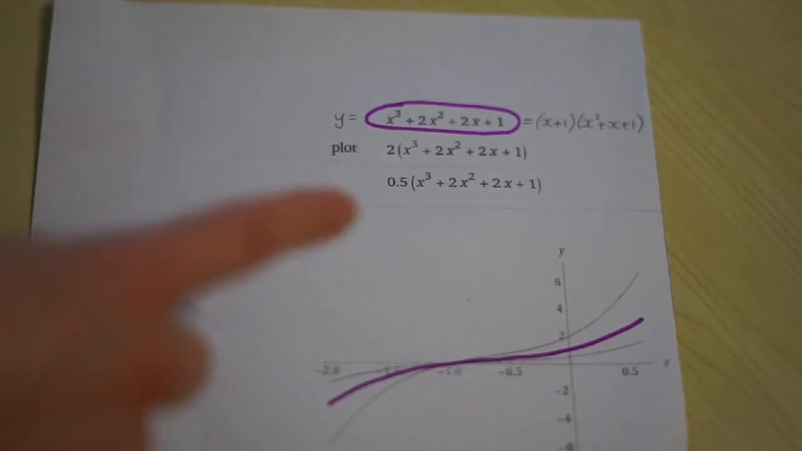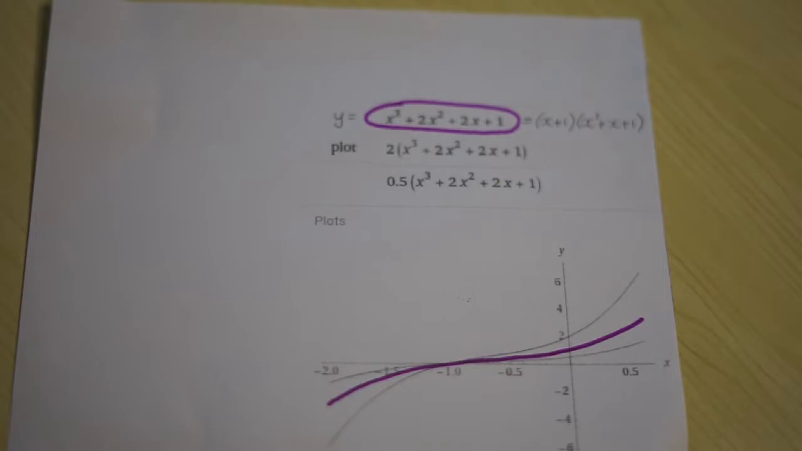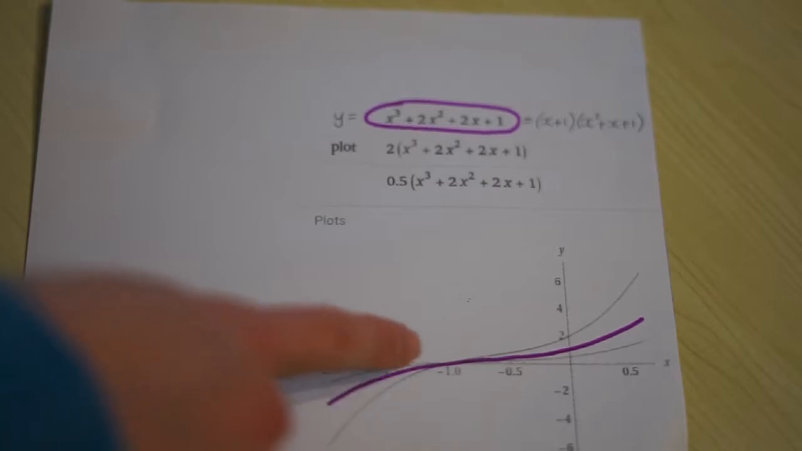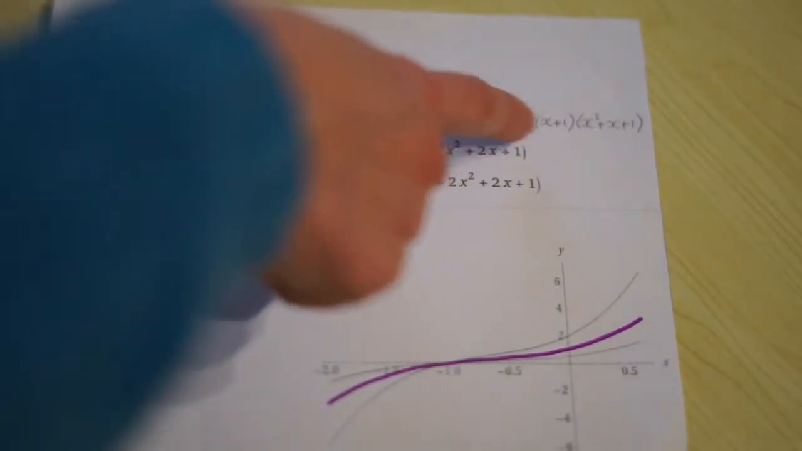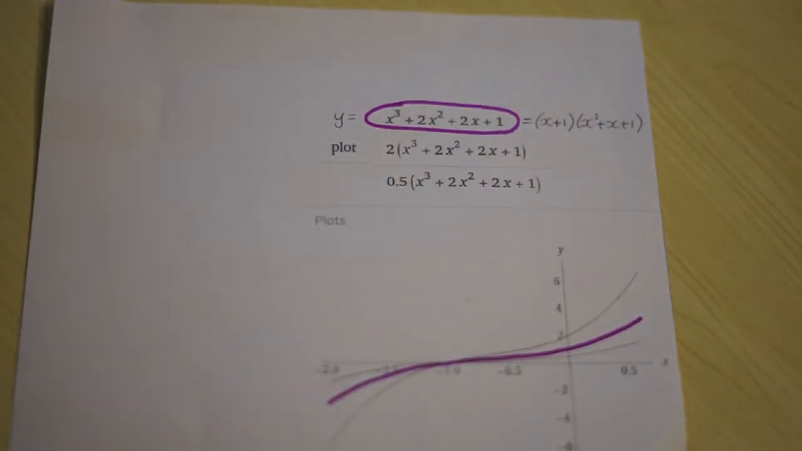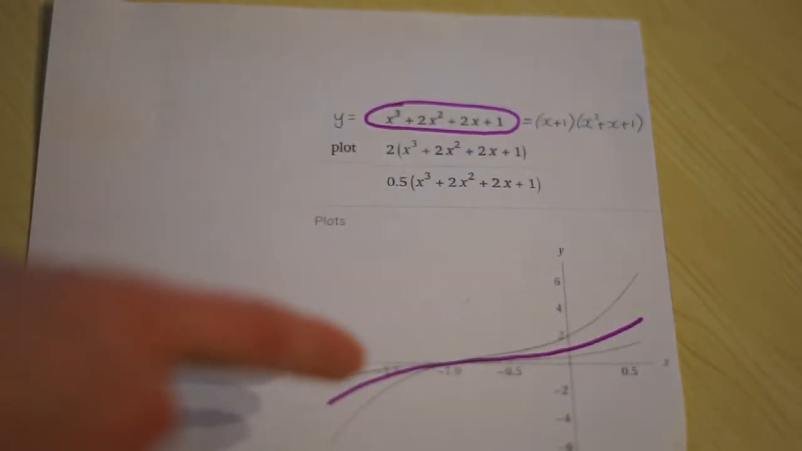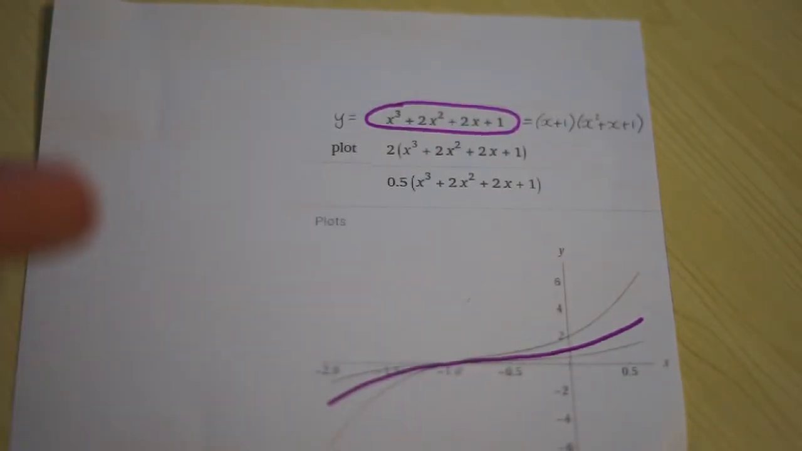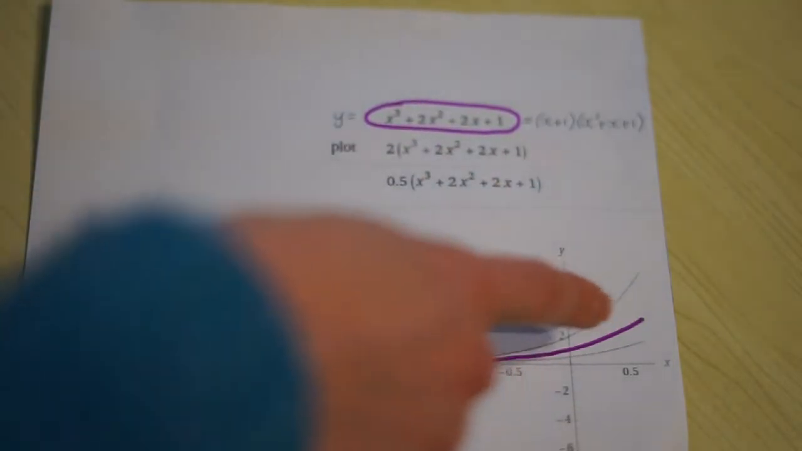So in this first example, I've drawn y equals x cubed plus 2x squared plus 2x plus 1. Here it is in pink. Factorised, that is x plus 1 all multiplied by x squared plus x plus 1. So you can see that the root is when x equals -1, and you can see from the graph that it should go through y equals 1, which it does.